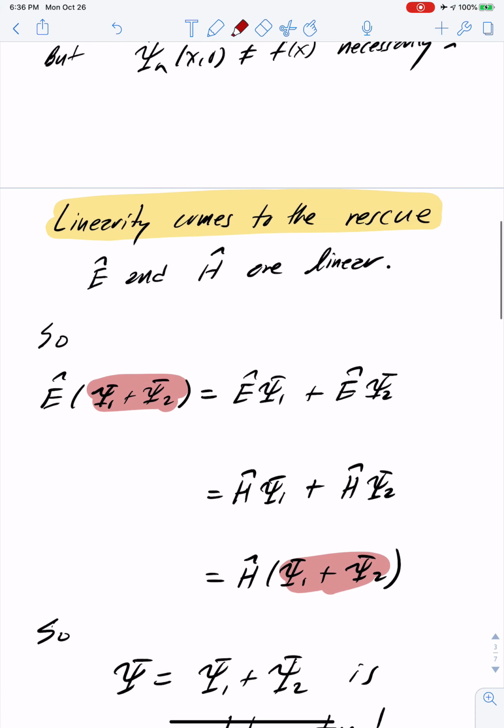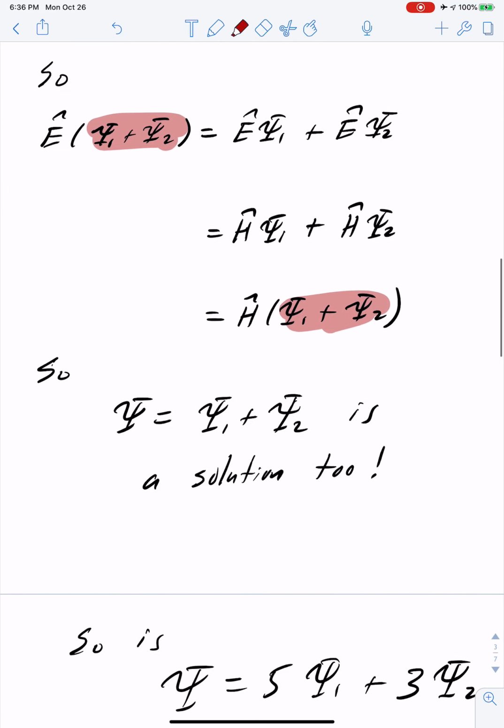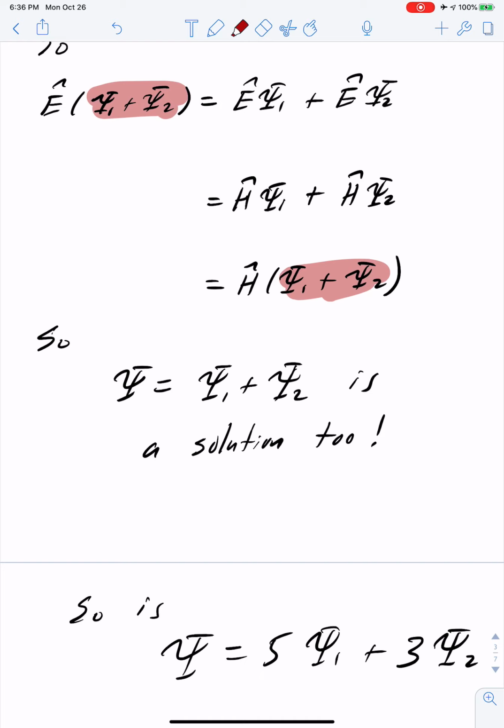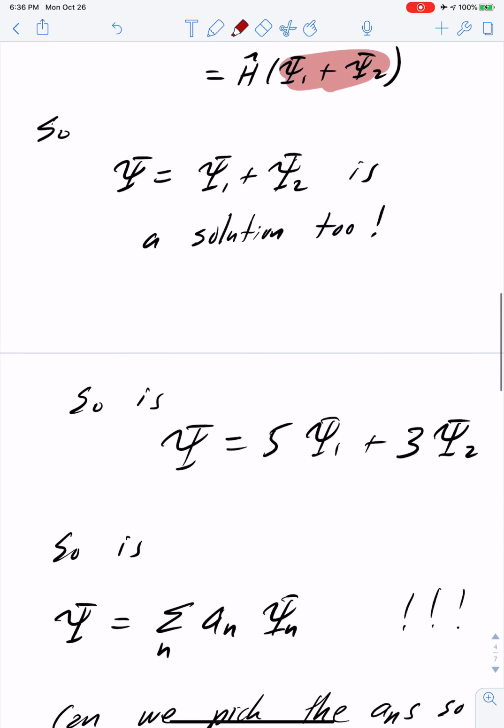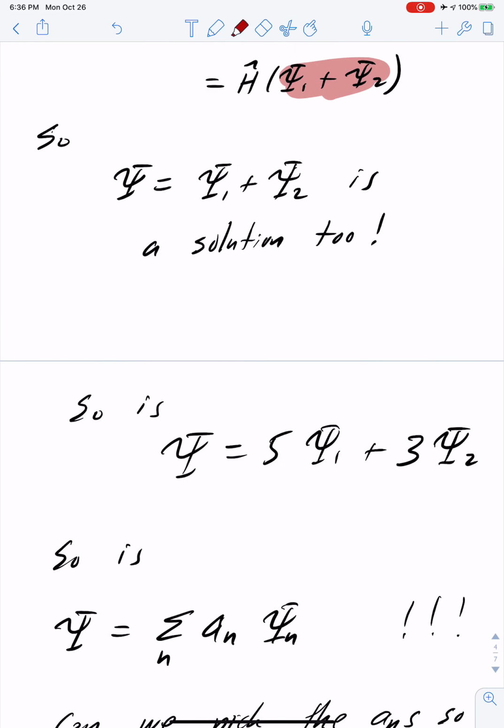Okay, so we found another solution. We had a whole set of these psi sub n's, which are solutions, and now we have another solution. The sum of any two of them is a solution. Indeed, if you took a sum of 5 times one and 3 times the other, it would also be a solution. You could take any constants and put them in front because that's still a linear combination. Indeed, we could take an arbitrary sum over all of the stationary states with different constants. And that will also be a solution.